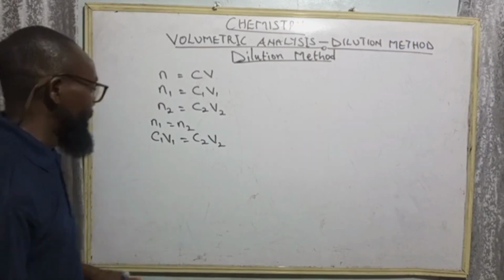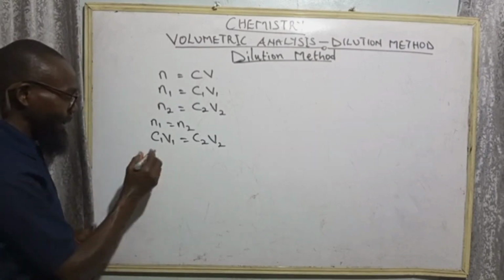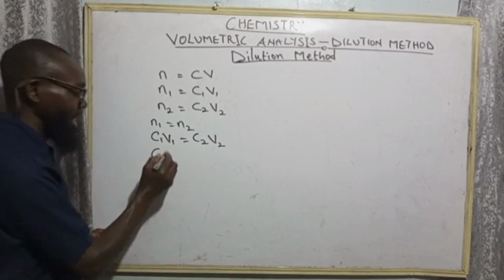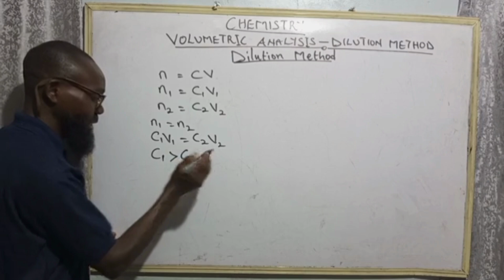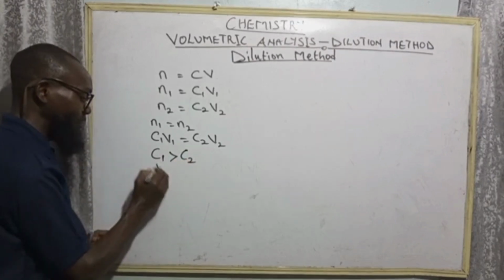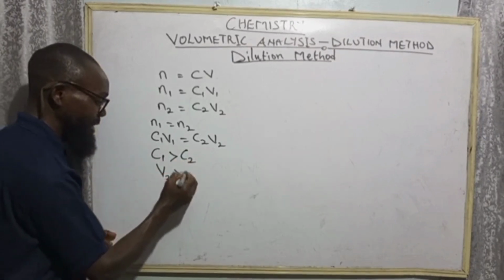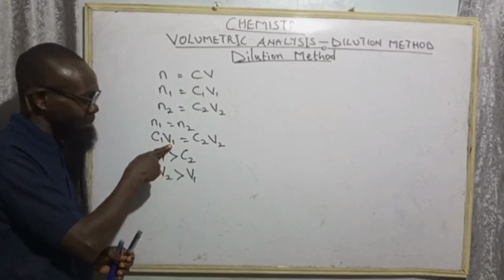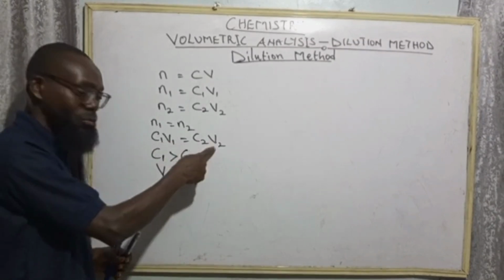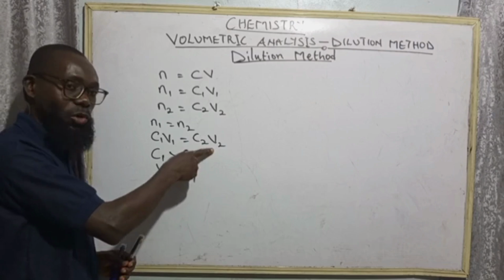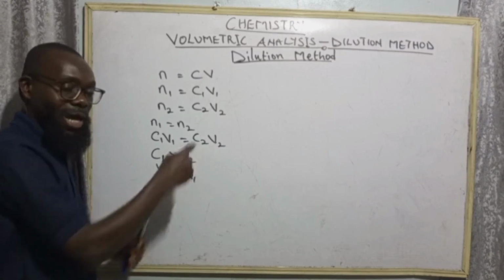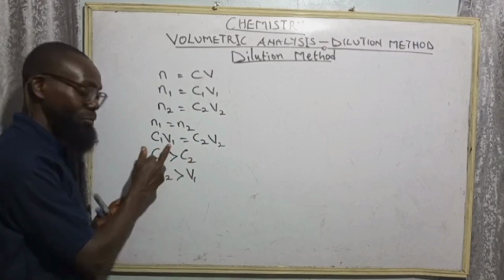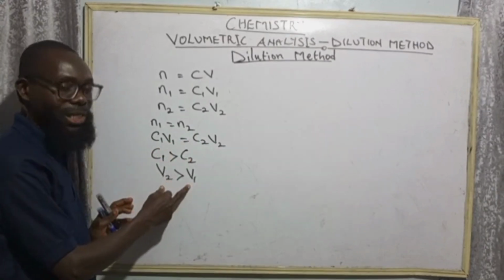Now, in this place, our C1, the first concentration of the solution, is greater than the second concentration. But our V2 is greater than the V1. Why? Because the volume here, water has been added here to give V2. So we will expect the second volume to be much higher in volume than the first volume.